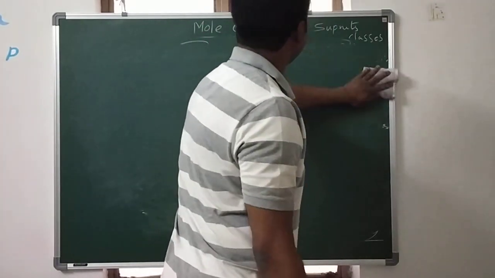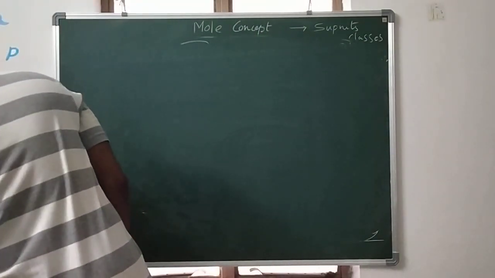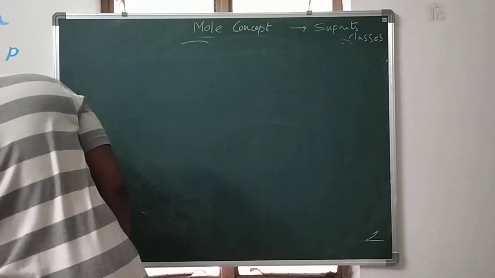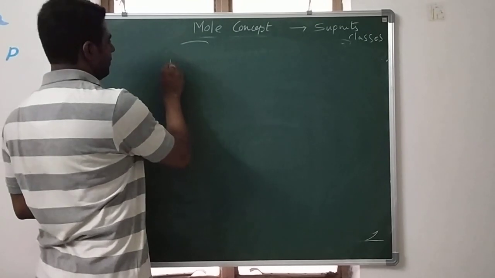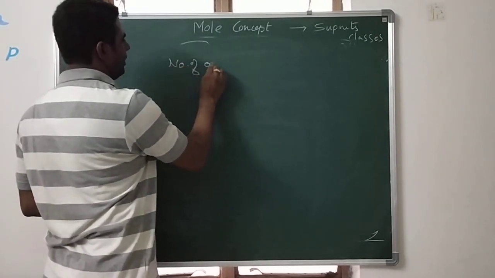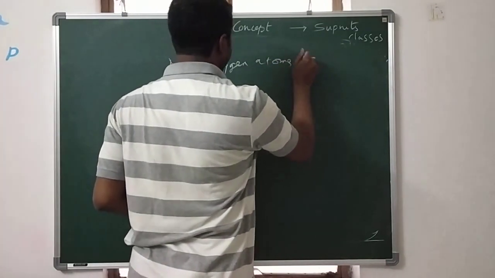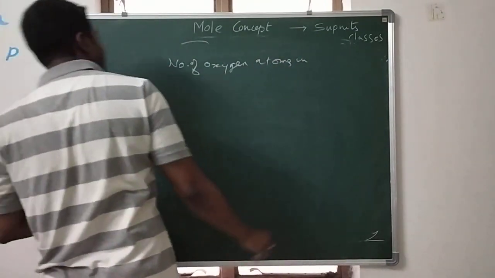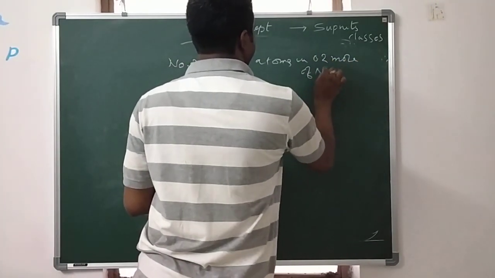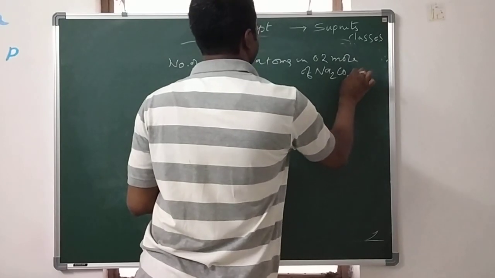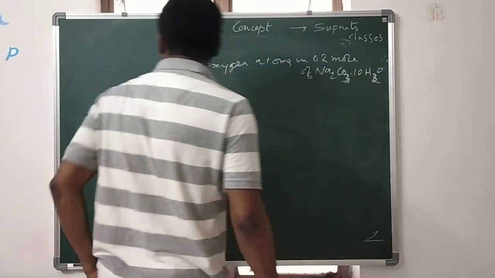So interesting chapter, huh? A very interesting chapter of chemistry. Okay, what will I take? Number of oxygen atoms in 0.2 mole of Na2CO3.10H2O. Washing soda. Let's see.